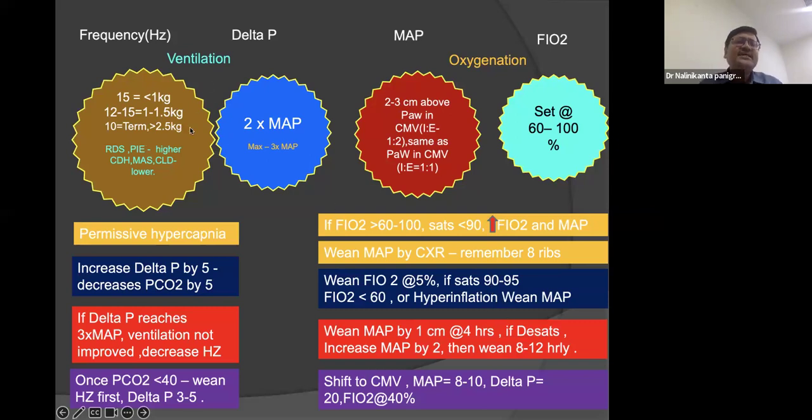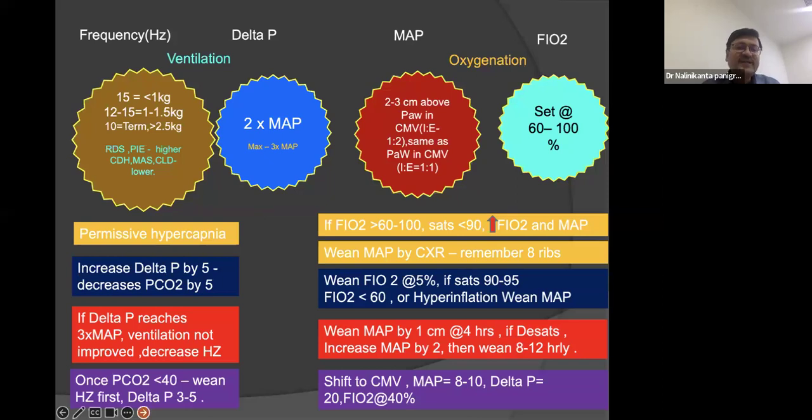For the ventilation target, with different disease processes, we understood how to keep the frequency. If a term baby, bigger baby, 10 frequency; smaller baby, 12 to 15; less than 1 kilo baby, 15 frequency to start with, come down later to 14, 13, 12, and 10. And for the delta P, the MAP we already decided, 2 cm above the conventional ventilation. If 10 in conventional ventilation, 12 in HFO. In the high volume strategy, twice the value of MAP is the amplitude we are setting. Depending on the carbon dioxide being high, we have to adjust our delta P and frequency as discussed before. This is the summary slide.